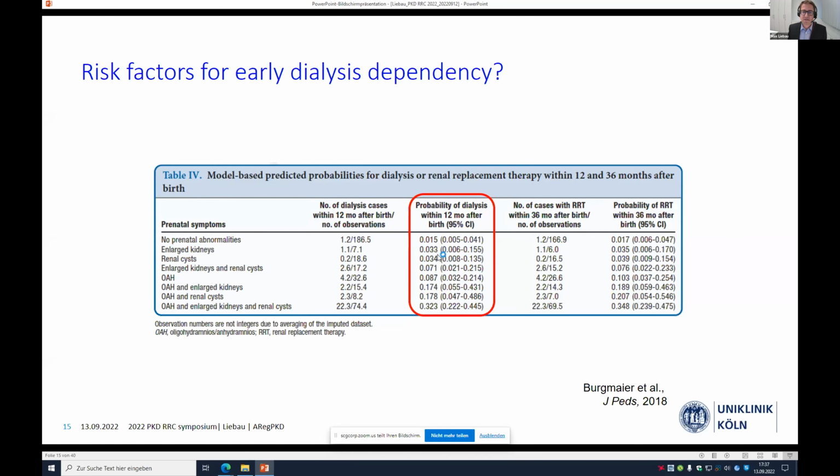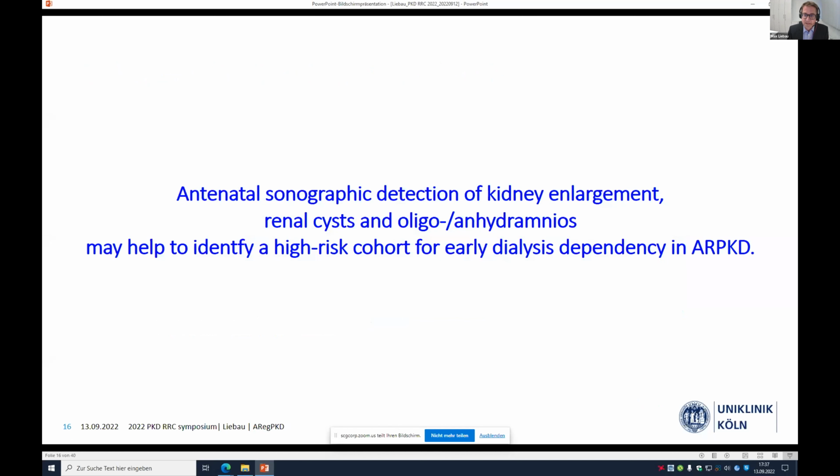And what we see is that the risk increases with more markers. If you look at just enlarged kidneys, the probability was rather low. However, if you had oligoanhydramnios and enlarged kidneys and renal cysts, about 1/3 of the children required dialysis in the first year of life. Also meaning that, according to this model, 2/3 would not need it. So antenatal sonographic detection of kidney enlargement, renal cysts, and oligo or anhydramnios may help to identify a high-risk cohort for early dialysis dependency in ARPKD, and also a cohort that might benefit from treatment.